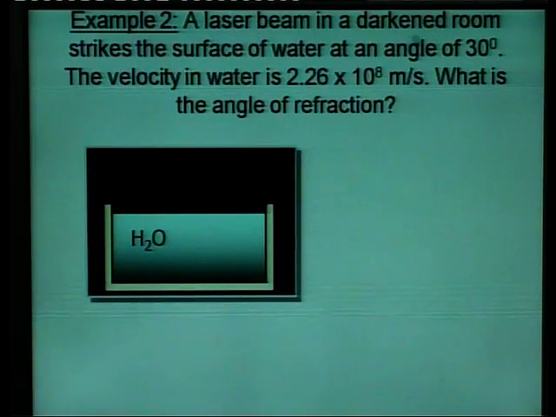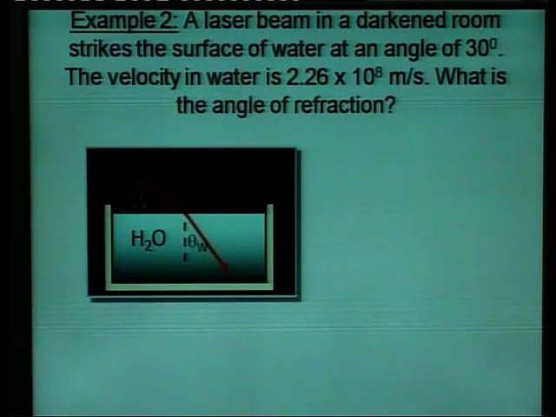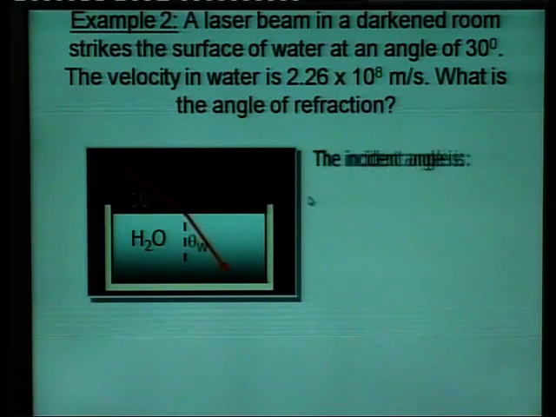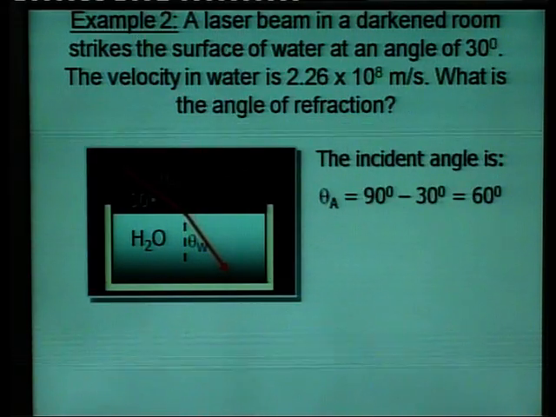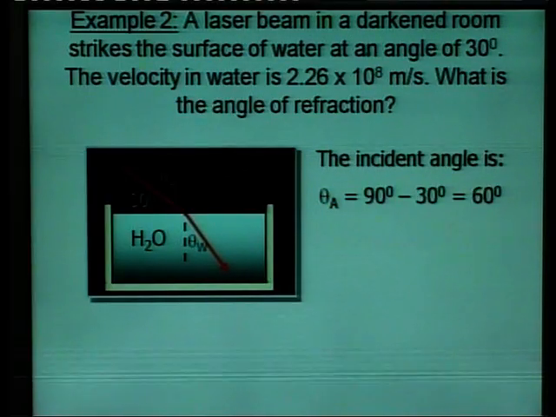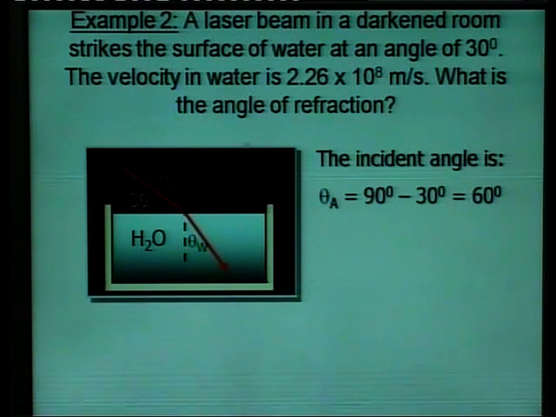A laser beam in a darkened room strikes the surface of water at an angle of 30 degrees. The velocity in water is 2.26 into 10 power 8 meter per second. What is the angle of refraction? So we have to find the angle of refraction. Given is the incident angle. It will come out to be 90 minus 30. It is given that it strikes the surface of water at an angle of 30 degrees, so it is not given that the angle of incidence is 30 degrees. So we have to find the angle of incidence, and it will be 90 minus 30. So the angle of incidence here is 60 degrees.